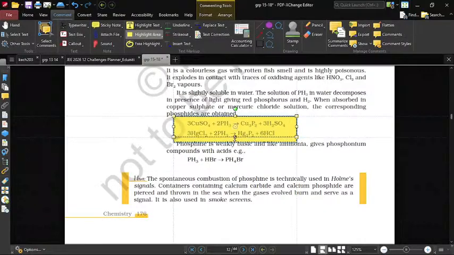Phosphine is weakly basic and like ammonia gives phosphonium compounds with acid. Example: PH3 plus HBr will give PH4Br.